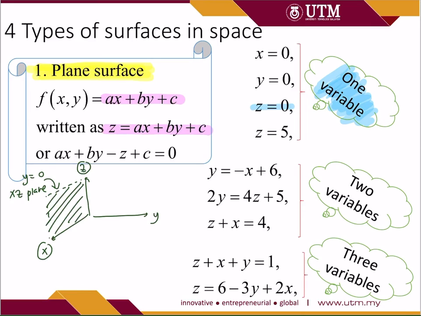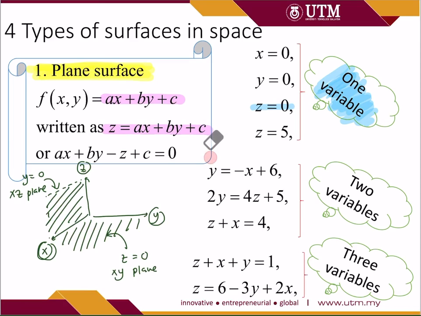For z equal to 0, it is basically the floor, the plane on the floor. Z equal to 0, the plane on the floor, and we know that it is x and y, so the x, y plane. Now let's look at z equal to 5.